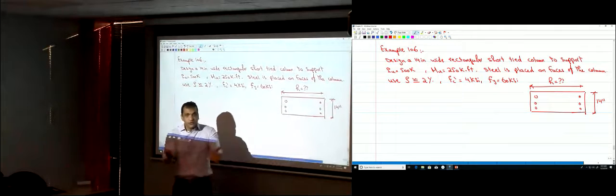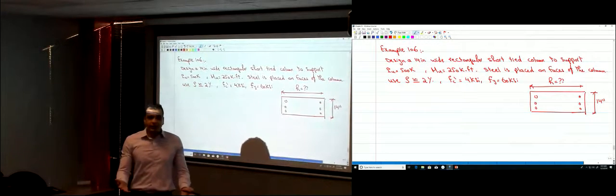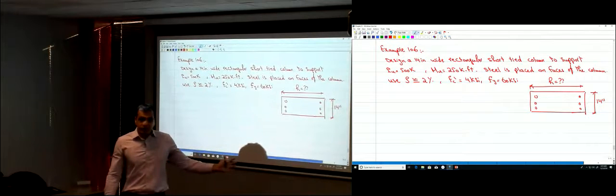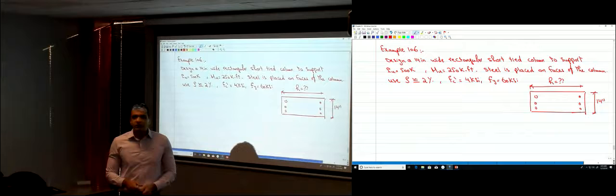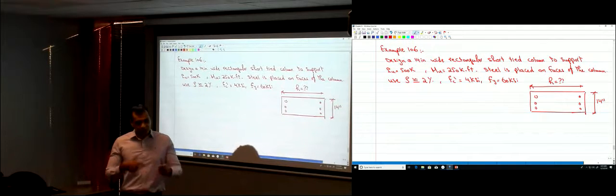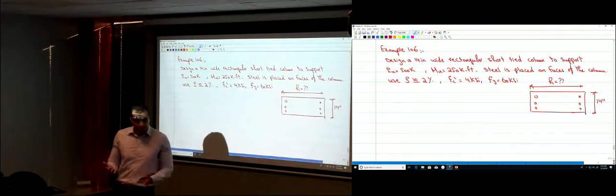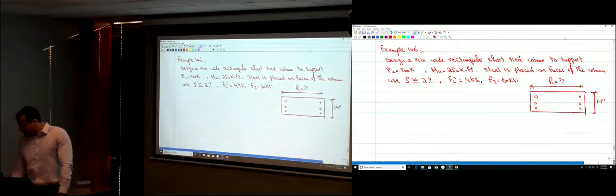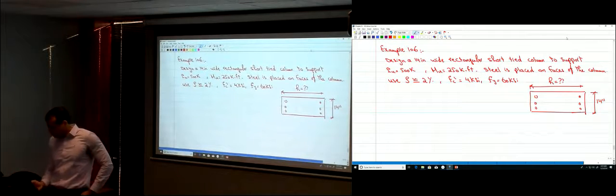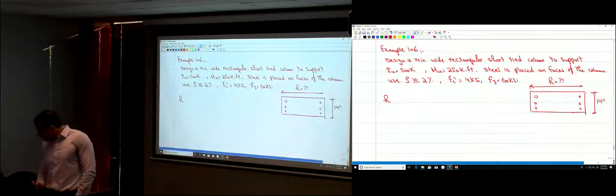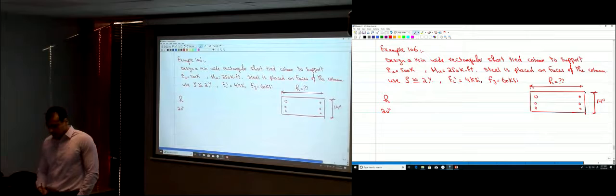Once I know H, I can use the interaction diagram. What will I get from the interaction diagram? I will get rho, but rho is given, okay? If the rho that I get is 2%, then the dimension that I assumed is correct, okay? What if I don't get 2%? Assume another dimension till I get 2%. That's what we're gonna do. Okay? Is it clear? So here, we're gonna assume an H. So H, okay? If H is 20 inches, okay?